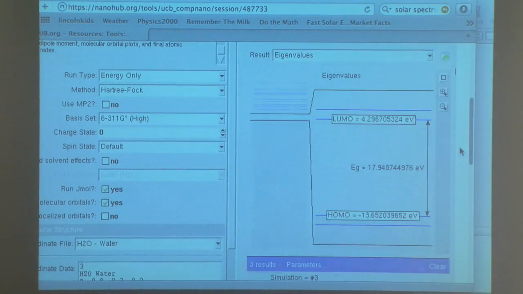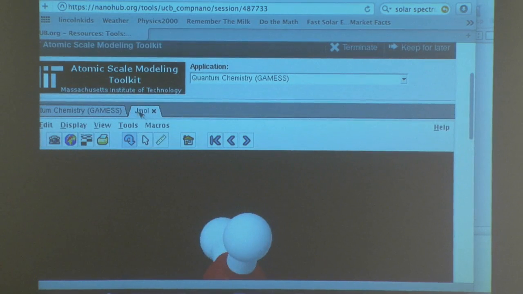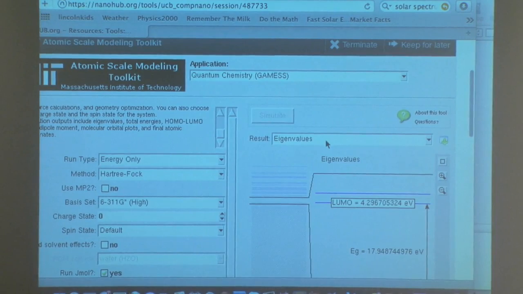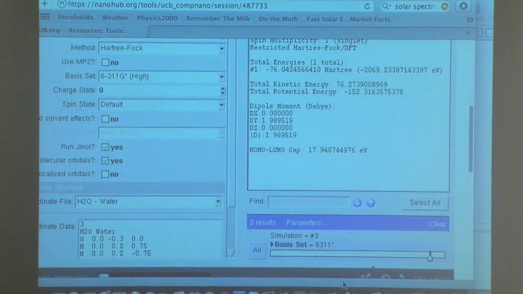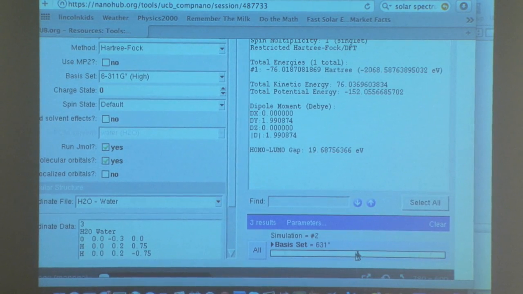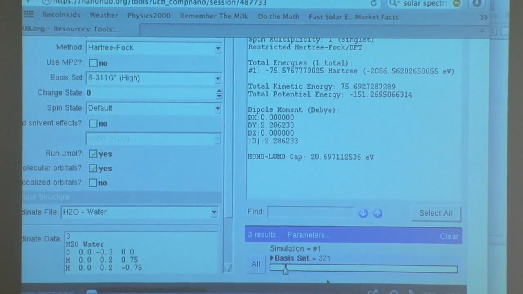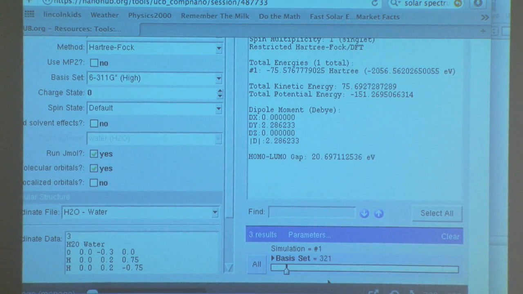And we see here, now the gap, ooh, it changed again. Uh-oh. And so now it went to 18. So we had, with the highest basis set, 18, with the medium one, 19, and with the lowest one, 20. So you can see it's actually going down, which means the right answer is probably going to be even lower. Does that look converged? Not to me. You actually need a higher basis set still.